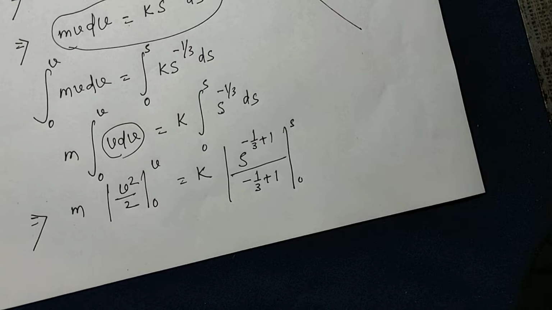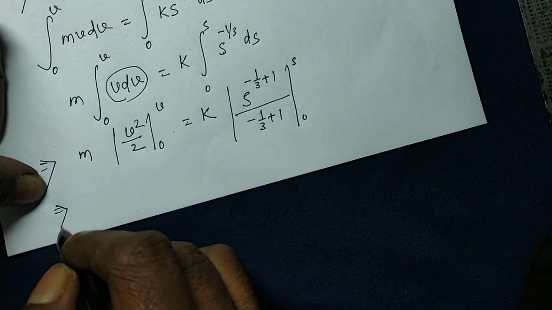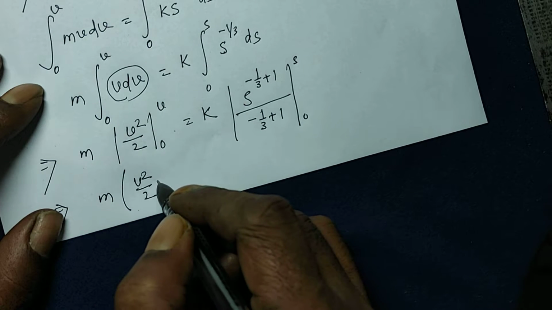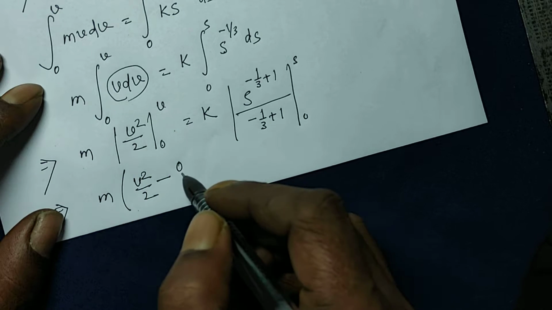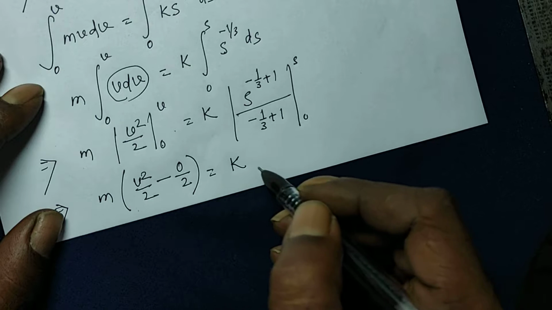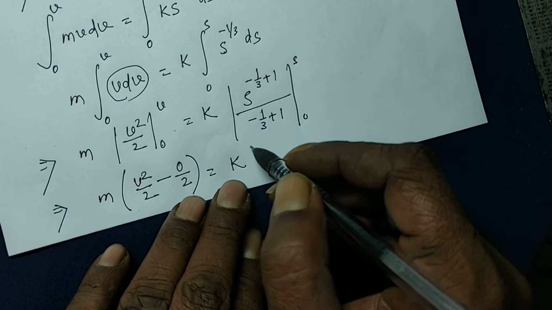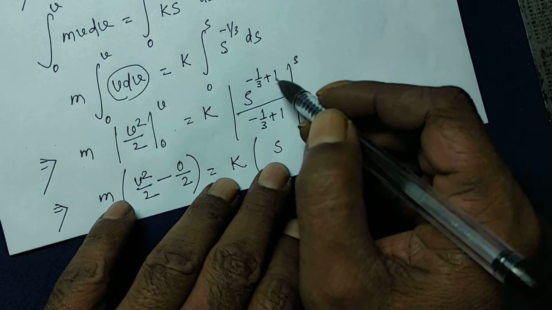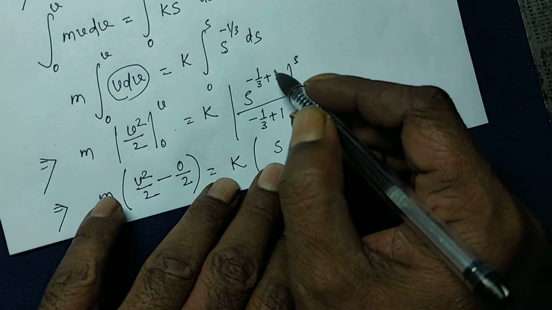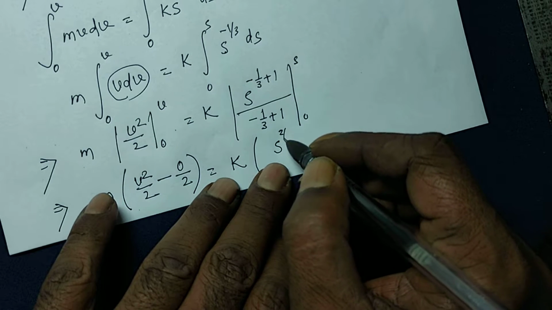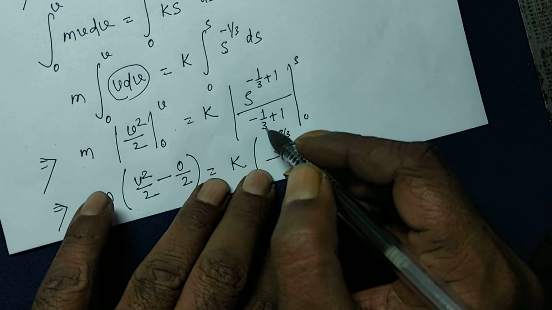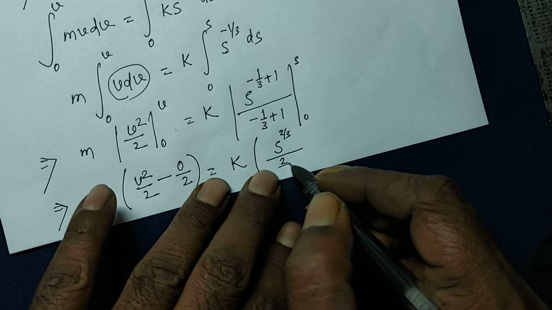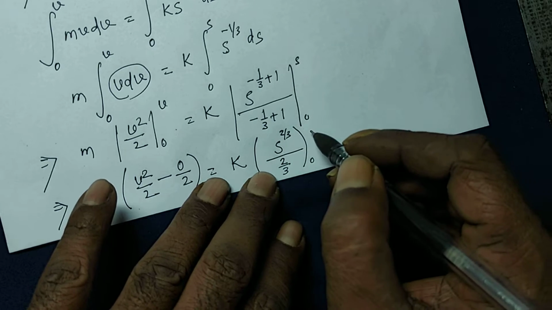So now this becomes, I put the value of this upper limit, so v square by 2 minus, I put the lower limit, square of 0 is 0, 0 over 2, so this becomes k times s to the power, LCM is 3, minus 1, s to the power 2 over 3 over, take LCM, and then 3 plus of minus 1, that is equal to 2 over 3, and its value from 0 to s.